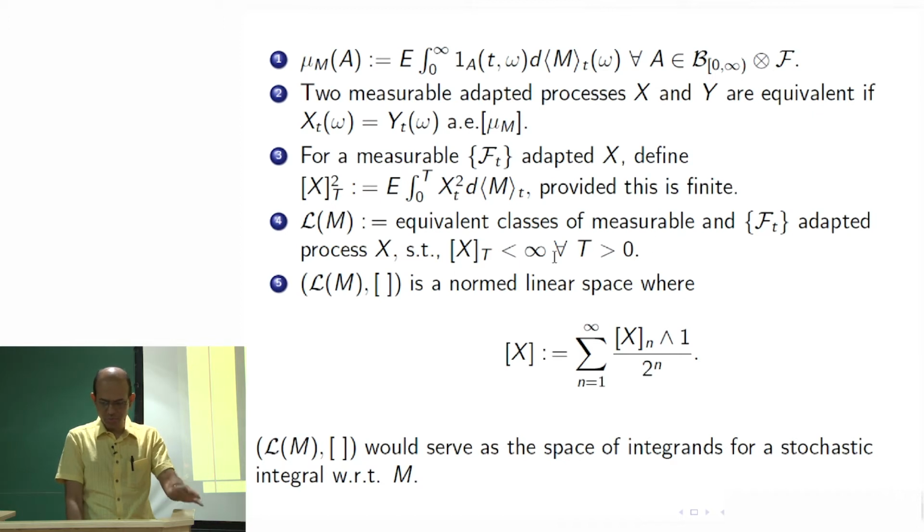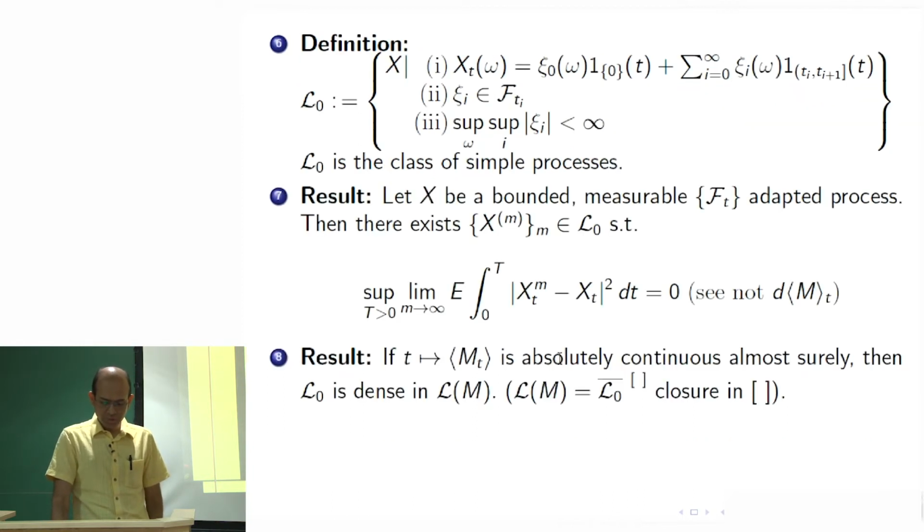So here this definition is there. It is the equivalence class of measurable and FT adapted processes. We do not even have the right continuity property assumed here. We just have equivalence classes of measurable and FT adapted processes X such that this XT norm is finite for all t, so that one can make sense of this norm. That is the space of integrands.